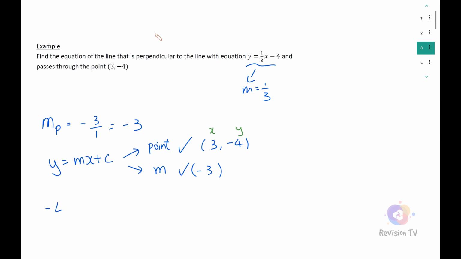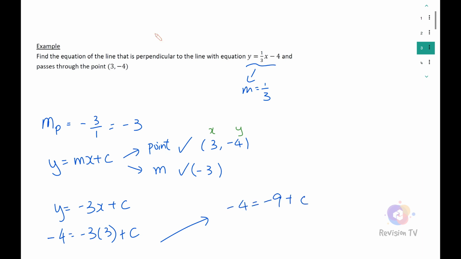So y is negative 4. I should rewrite y equals mx plus c: y equals minus 3x plus c. x and y is 3, minus 4. So negative 4 equals minus 3 times 3 plus c, which gives minus 4 equals minus 9 plus c. Bring the minus 9 over to the left-hand side, it becomes a plus. Minus 4 plus 9 is 5. So c equals 5, and therefore the equation is y equals minus 3x plus 5. And that's the answer.